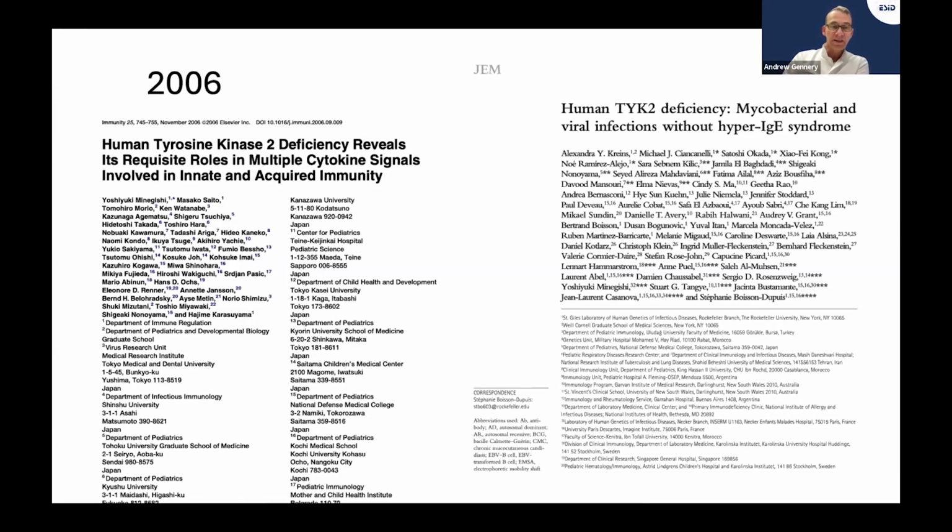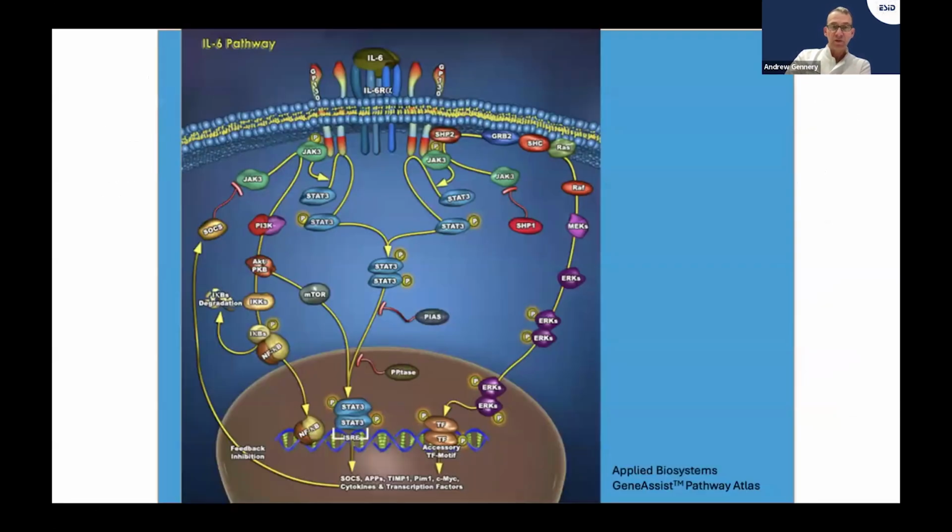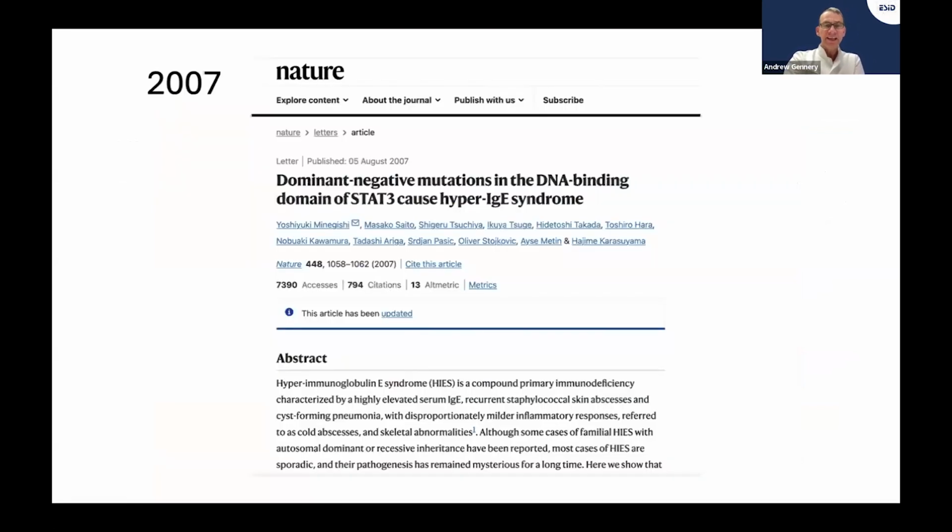However, the big success of Yoshimi Negishi is that he, for the first time, put the spotlight on the JAK-STAT signaling pathway in these types of patients. So you may know that IL-6 binds to the IL-6 receptor and then initiates the phosphorylation of JAKs and then the dimerization of STAT molecules, in this case STAT3, and the dimer then goes into the nucleus as a bona fide transcription factor. And he found out in his breakthrough paper in Nature, published in 2007, that dominant negative mutations in the DNA binding domain of STAT3 cause Job syndrome, hyper-IgE syndrome.